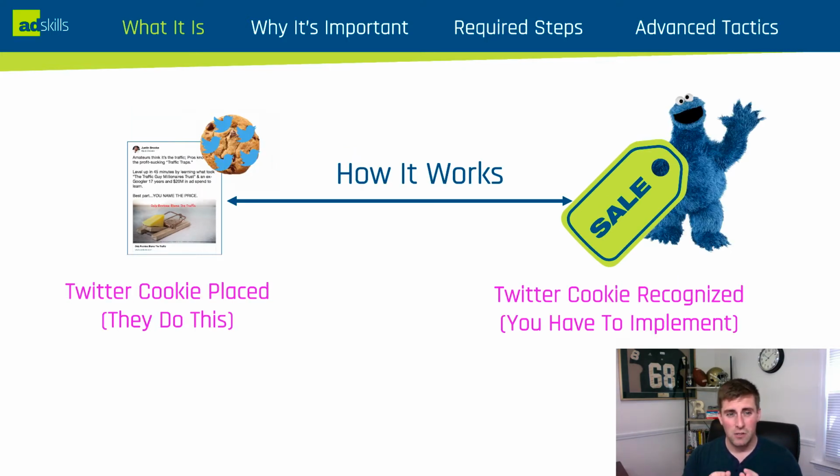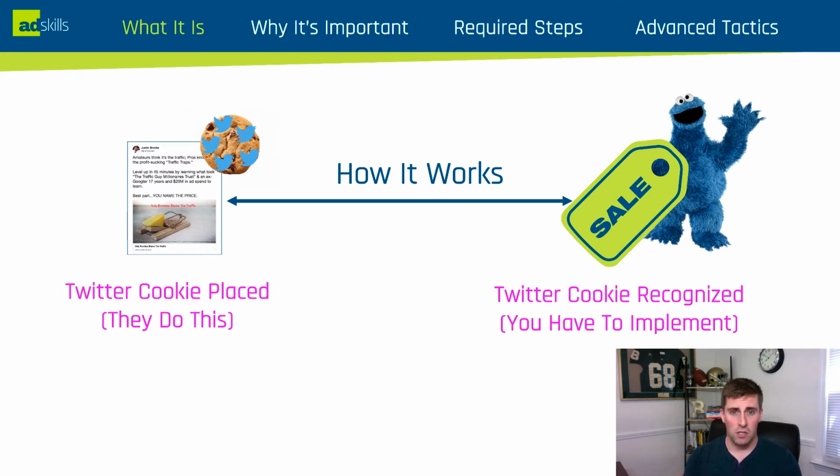So how this actually works is whenever someone clicks on an ad on Twitter, Twitter places a cookie on that device saying it's a Twitter cookie, so they know that someone has come from a Twitter ad. And then what you have to do is place a piece of code on your website, what's called your universal tag, that recognizes when someone who comes with that Twitter cookie to your site and takes the action that you want, it can count that.